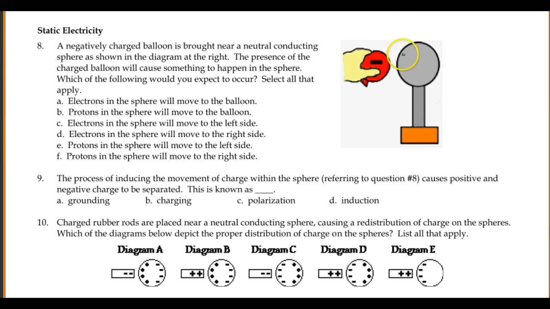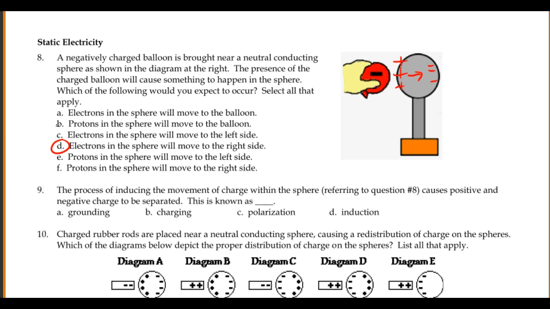So what we're going to see is we're going to end up with positive charge on this side and negative charge on this side. Not because the protons are pulled to the left, but because the electrons are repelled to the right. So the electrons in the sphere will move to the right-hand side, away from the other electrons that are on the balloon. Again, that process is known as polarization.